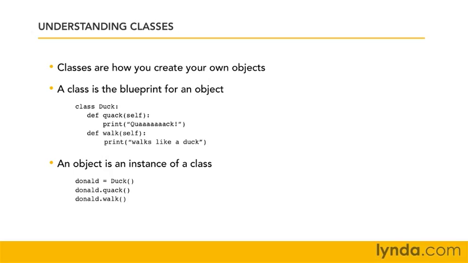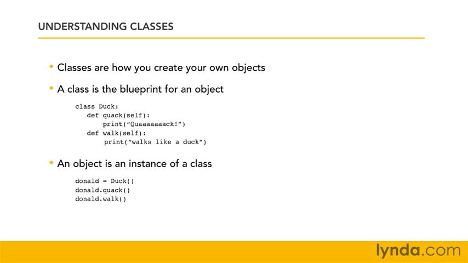An object is an instance of a class. That means when you create an object, that object is built from the blueprint of the class, but it's its own object, its own encapsulation. And so if you create several different objects from the same class, they're separately encapsulated. They have their own data space, and they have their own attributes, and they operate independently of one another. So in this case, we've created an object called Donald from the duck class. And we can say Donald.quack and Donald.walk, and Donald will quack like a duck and will walk like a duck, and therefore is a duck.